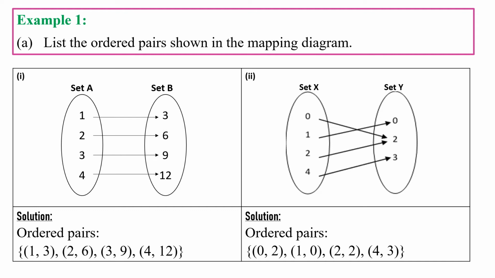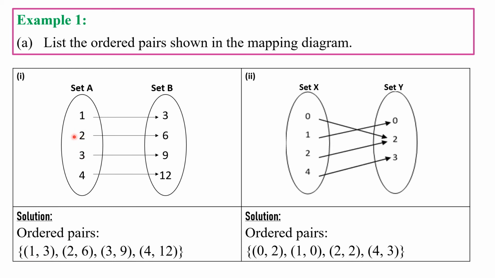Okay, so now let's look at the first example. The first example is to list the ordered pairs shown in the mapping diagram. So that means we have to transfer this information into ordered pairs. So we look at here, set A has the elements 1, 2, 3, 4. Set B has the elements 3, 6, 9, 12. So we know that the first set is called domain and the second set is called range. So to transfer it to ordered pairs, we should know that ordered pairs is a pair of domain and range. So we look at the first element in set A here. This is the domain, it's 1, and the range is 3. So the ordered pair is 1, 3.